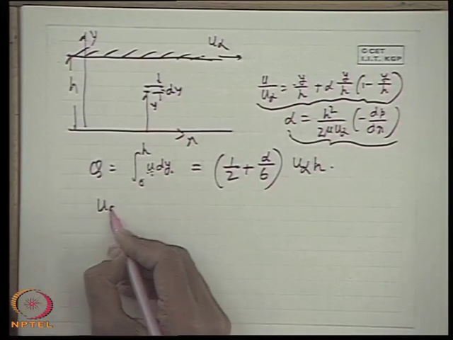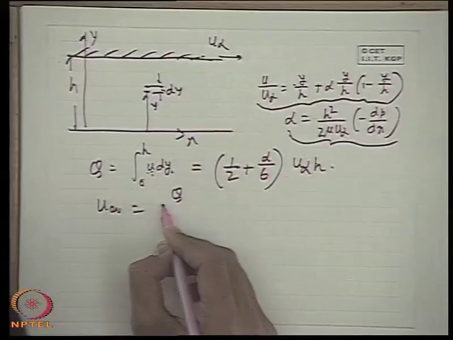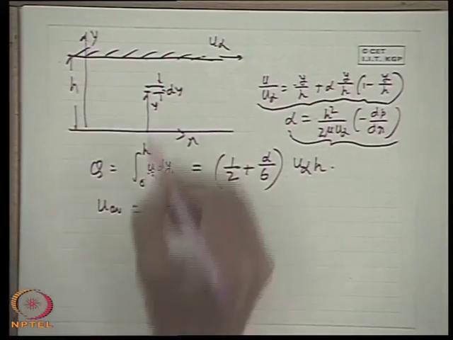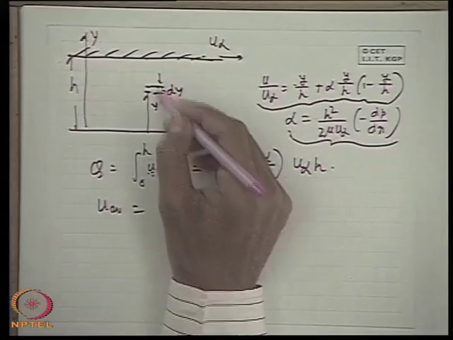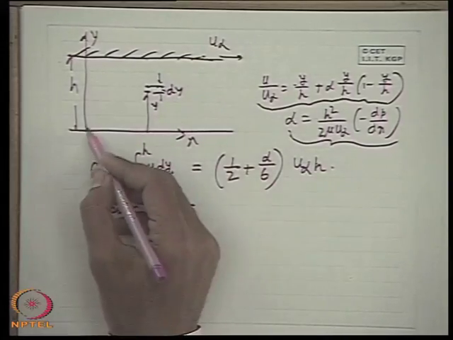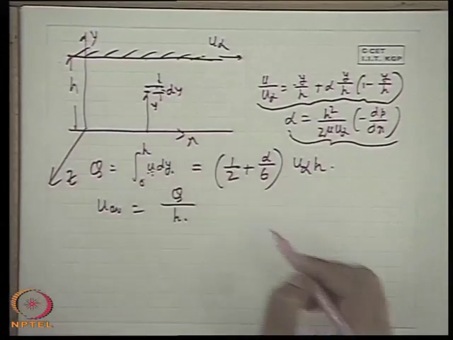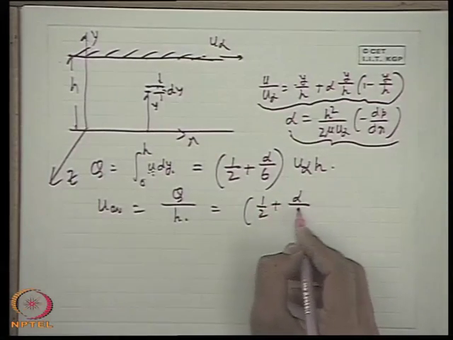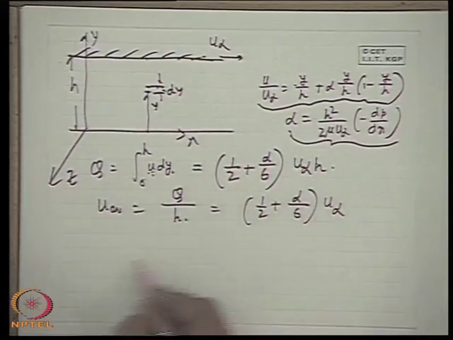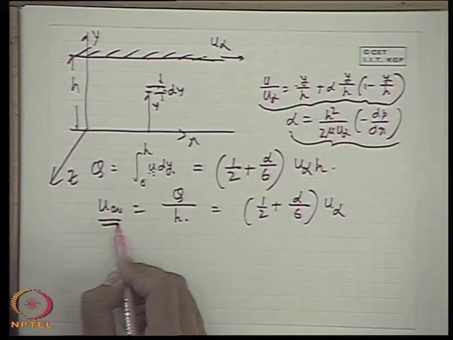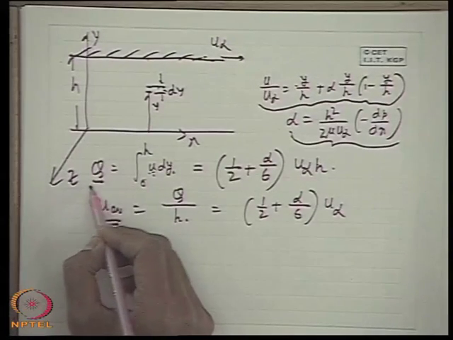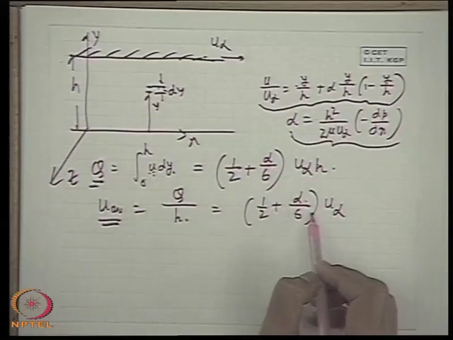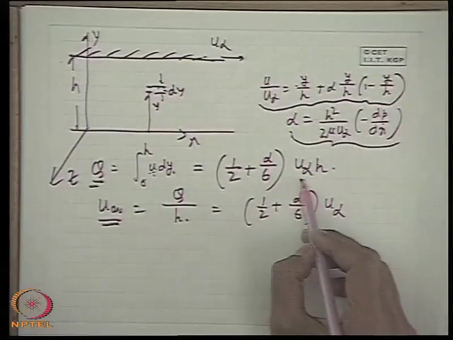Therefore, the average velocity in fluid mechanics is the flow rate divided by the cross sectional area, which is simply h, because we are taking unit depth in the z direction, perpendicular to the plane of the paper. So it simply comes to u infinity times half plus alpha by 6. This gives a very interesting result. We see the average flow velocity or the flow rate is very much a function of alpha, that is the pressure gradient, along with the values of u infinity and h.